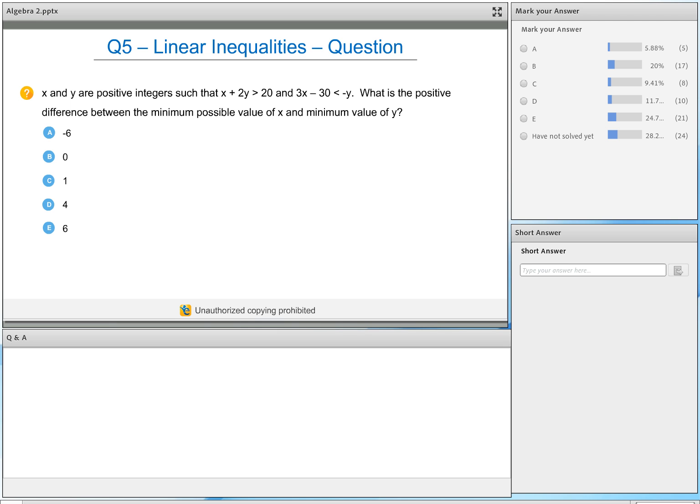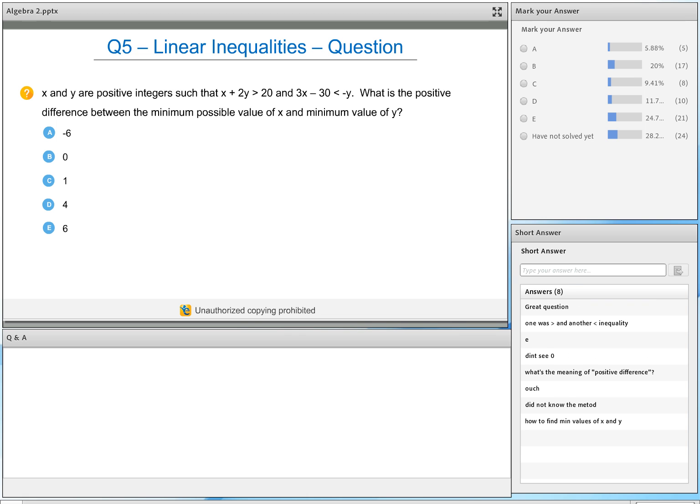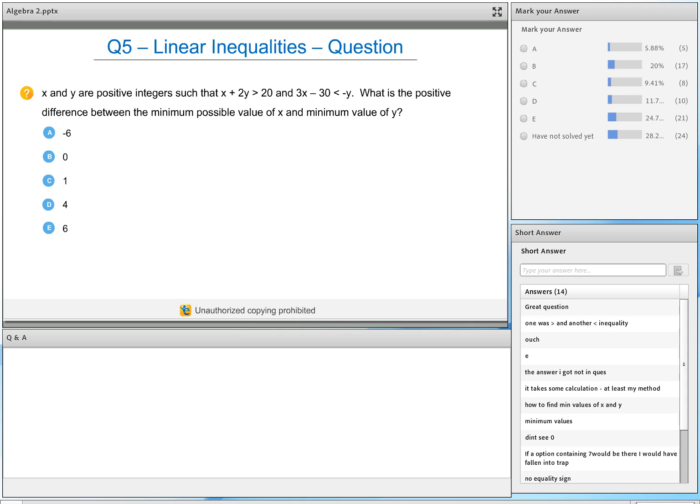Now I figured out that you guys were stuck on this question, and it was taking a lot longer for you to solve it. What was going on? At what point were you stuck here? Okay, what's the meaning of positive difference? One was greater than, the other was less than inequality. Okay. The answer that I got was not in the answer choices. How to find minimum values of x and y. Okay, all right. Let's look at this in a step-by-step manner.